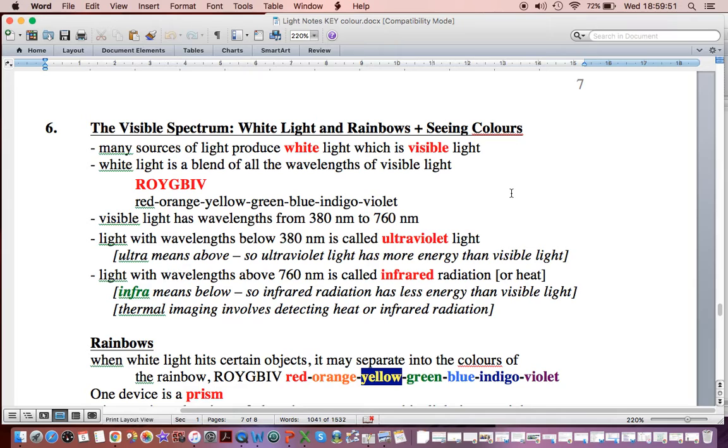So we have what we call the visible spectrum. When we get white light from the sun, it doesn't appear to have a color. But it turns out it's a blend of all the colors of the spectrum. And the way to remember is Roy G. Biv, where the letters represent the first letters of each color. So red is the R, orange is the O, etc., until we get down to the V for the violet. And yes, you have to know it.